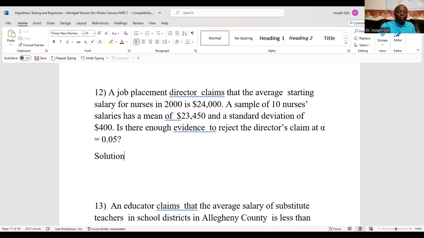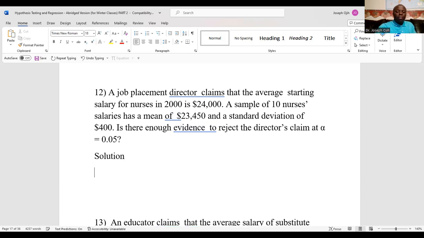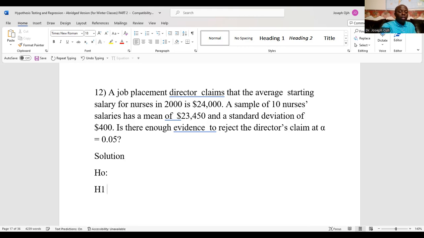Solution. Again, remember the beginning is to state the null and alternative hypotheses. That's the first thing you do. State the null and alternative hypotheses.